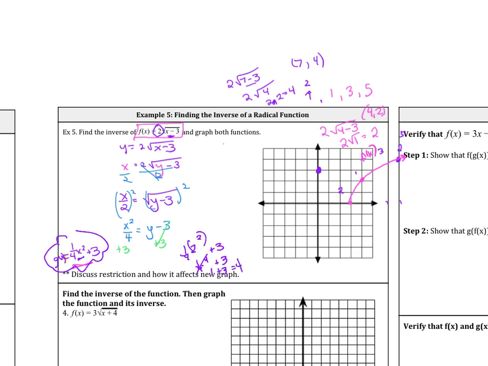What I want you to notice is that when we plug in 2, we get 4, which is right here. And look at that, it's a reflection of this graph, right? The next point we could have had was 4, 4 up here, and that would have completed that.